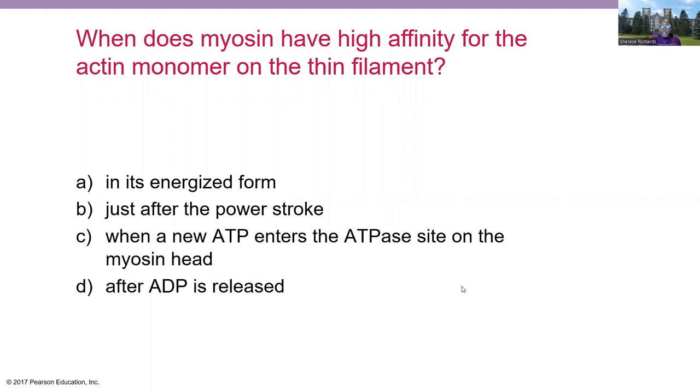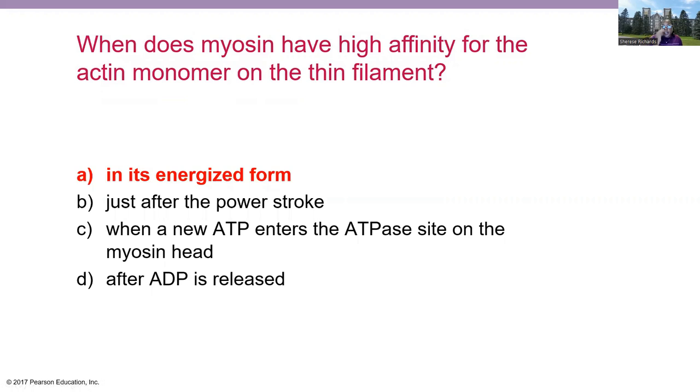All right. So when does myosin have a high affinity for the actin monomer on the thin filament? Most of you went with C. C is when a new ATP enters the ATPase site on the myosin head. And then a few of you went with A, in its energized form. So remember, the myosin head is going to be in its highly energized form, or the high affinity form, which is where it wants to engage with actin, when it is bound to ADP and the inorganic phosphate, okay? And so that is when it's going to want to engage with actin.